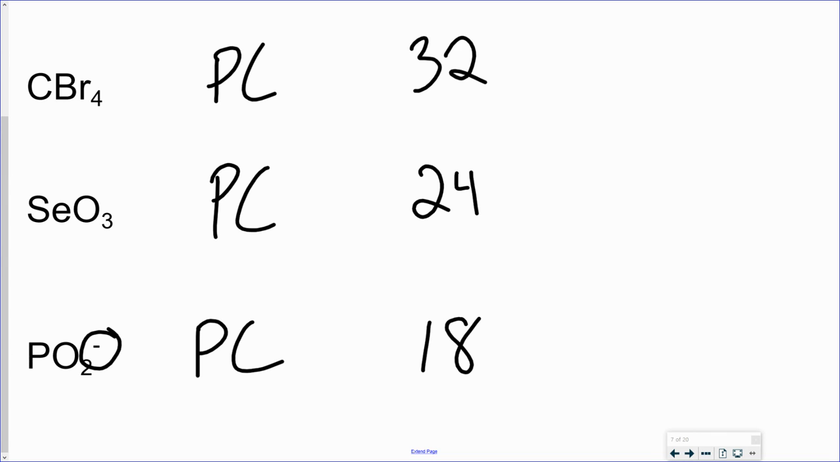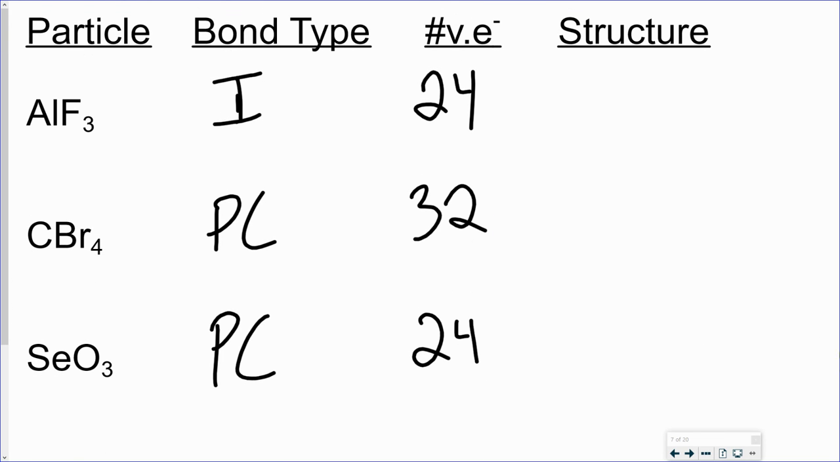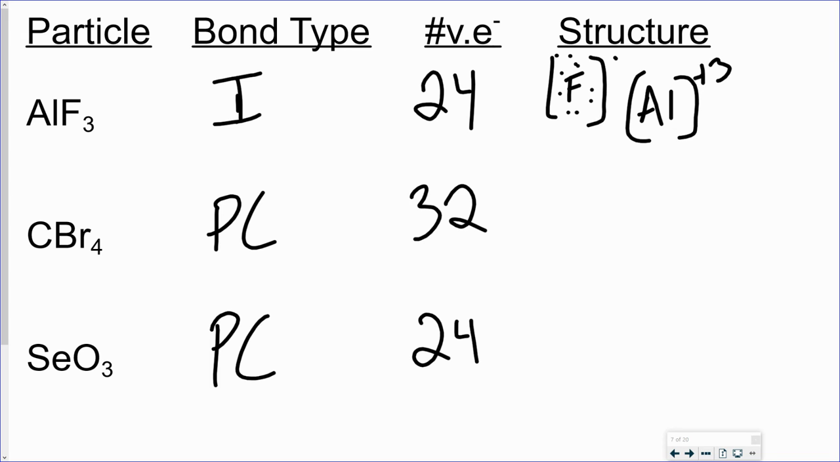All right, go ahead and pause it, and then you can come back when you are ready to check your drawings. 3, 2, and 1. Your final drawing here should have aluminum with a +3 charge, surrounded by 3 fluorines with -1 charges. Don't forget to show all the valence electrons around your nonmetals.